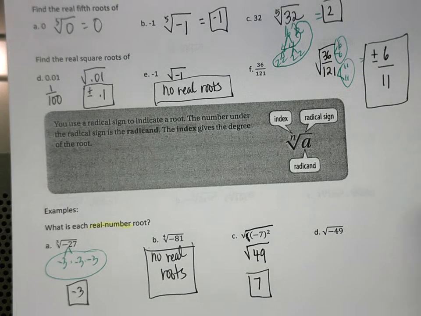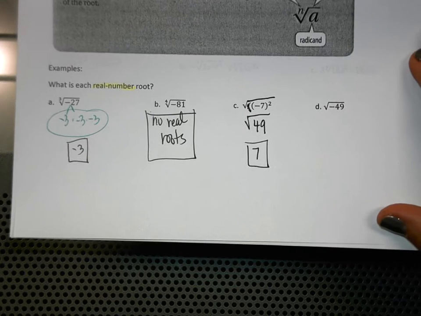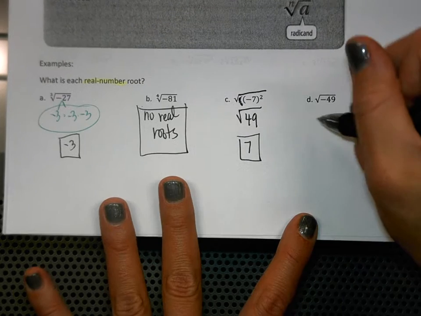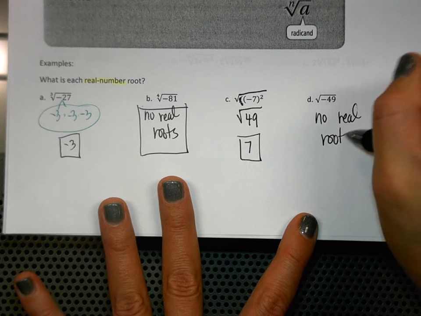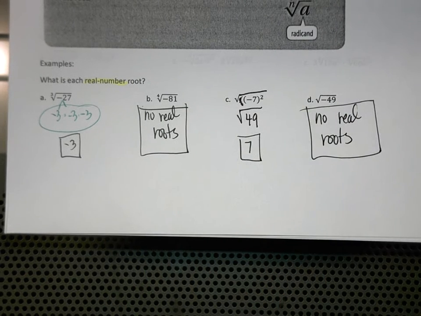Okay? And then what about D? Good. And why are there no real roots? Because it's squared. Very good. It has an even index and it's a negative inside. Okay.